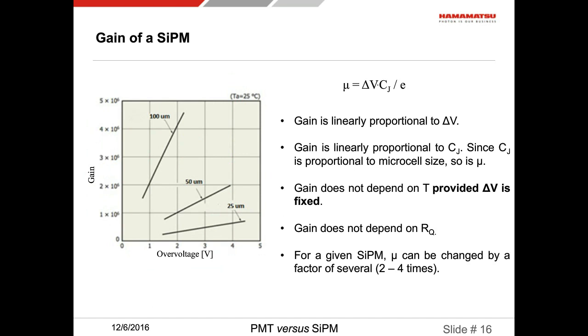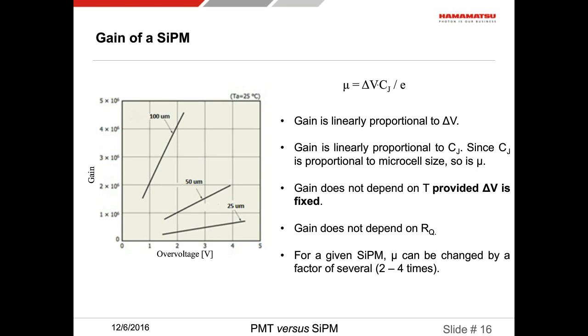The gain of a SiPM is given by overvoltage times junction capacitance divided by fundamental charge. On the left-hand side, we have a plot of gain versus overvoltage for three SiPMs that differ in the size of a microcell. For a given overvoltage, the SiPM with the largest microcell size has the largest gain, and that is because junction capacitance scales with size.